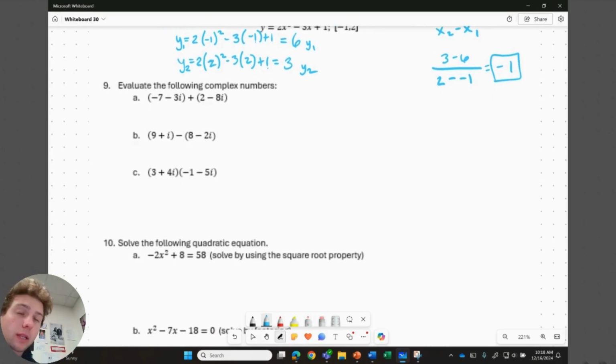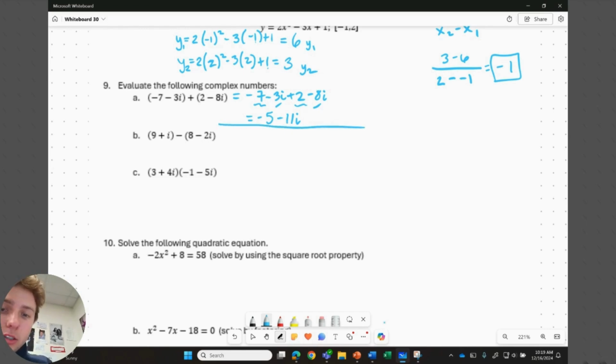Evaluate these complex numbers. Evaluating is, in this case, just telling us to simplify. So if I've got 2 parentheses adding with nothing in between them, there's a plus sign between them, but there's nothing to distribute. That just means that my parentheses can go away, and I can just combine the like terms. Negative 7 plus 2 gives us negative 5. Combine the i like terms, which gives us negative 11i. It works the exact same as just combining normal values.